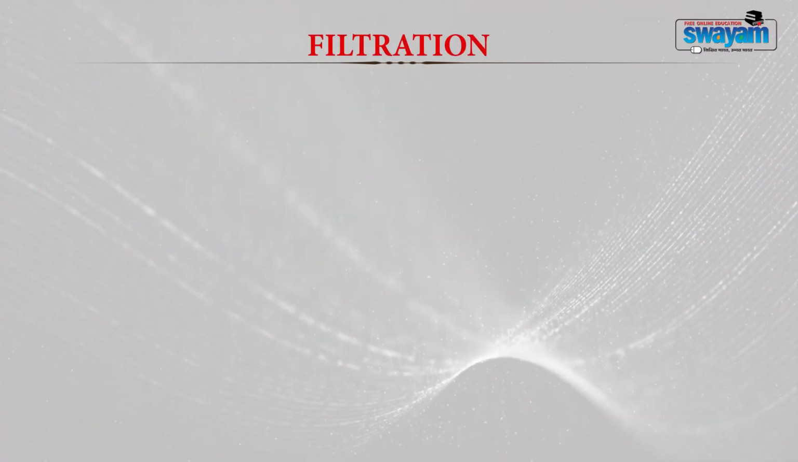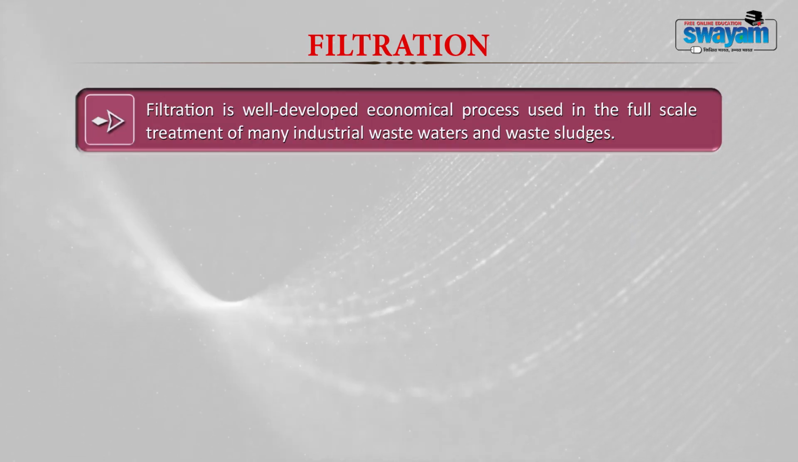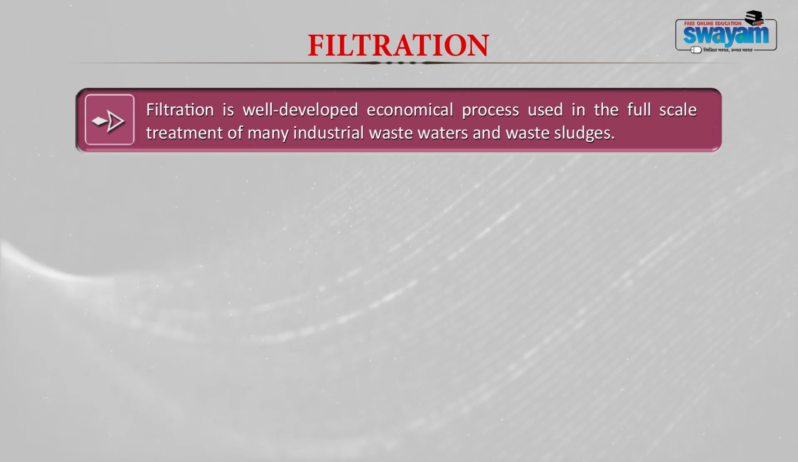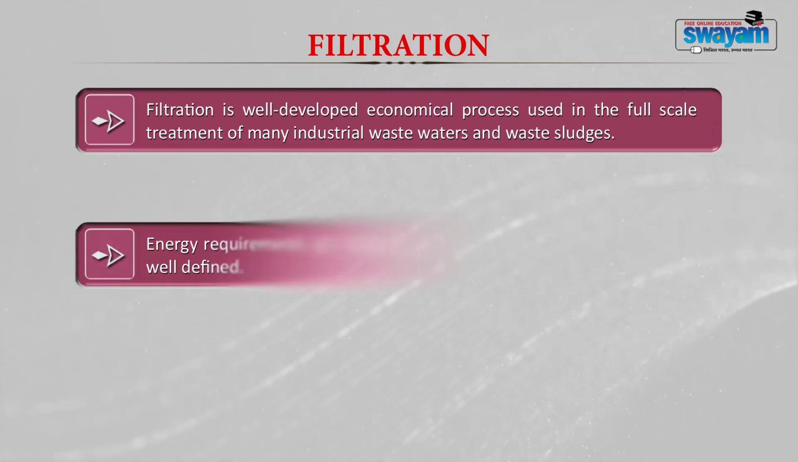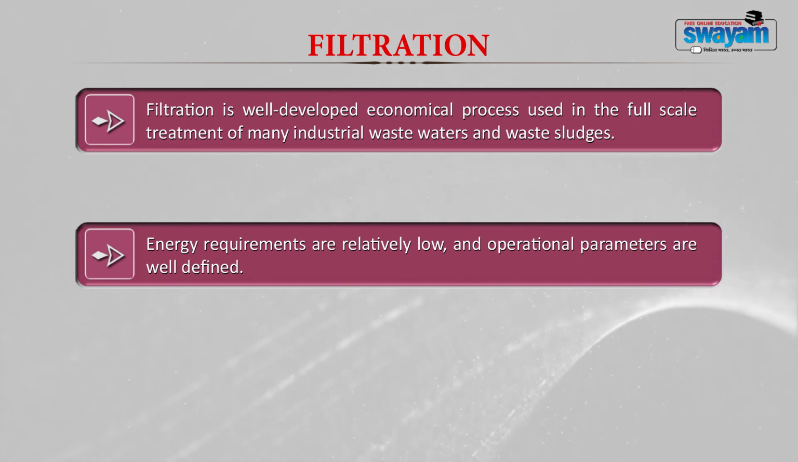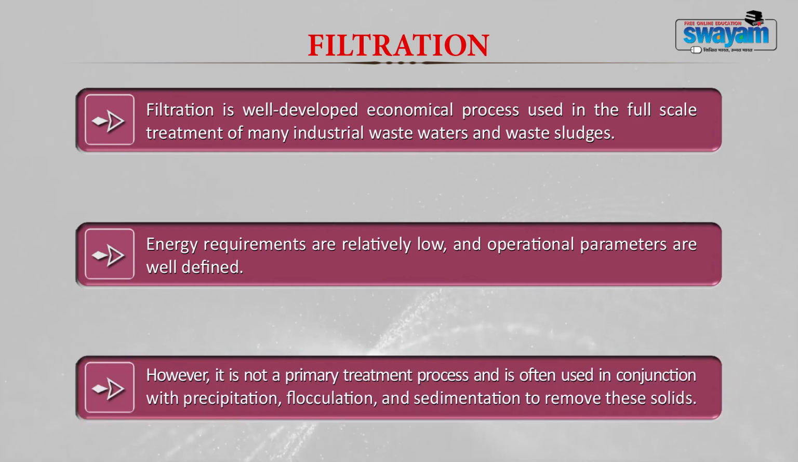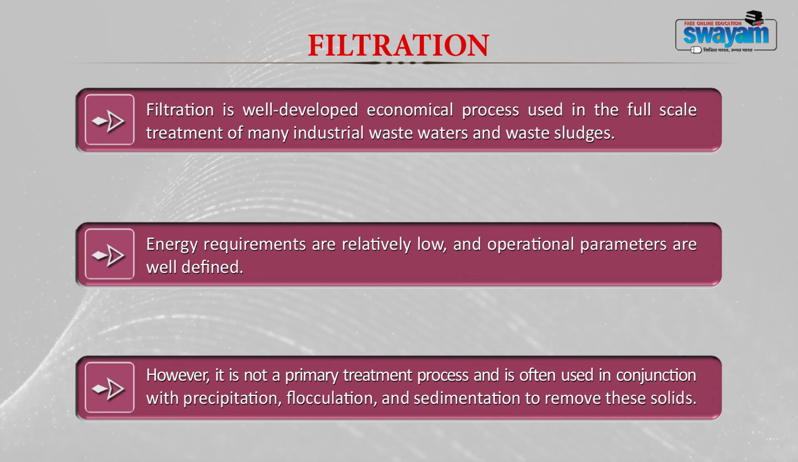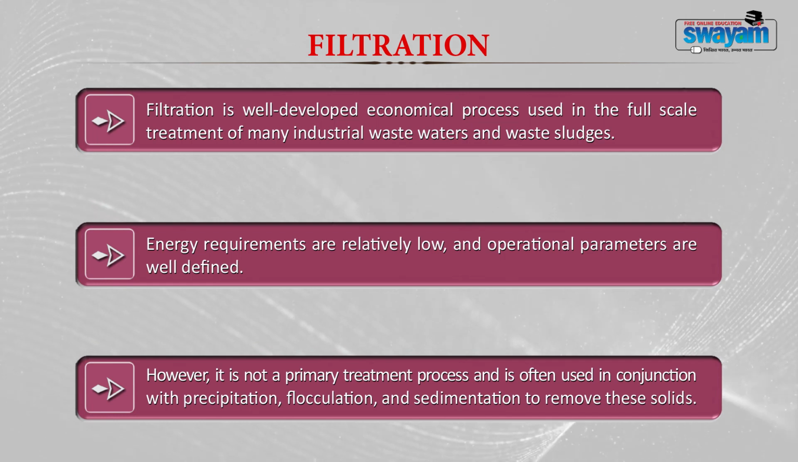Now, filtration is the next type of physical treatment method, and it is well developed and it is an economical process when you use it in a full scale treatment of industrial wastewater and waste sludges. The energy requirement for this process is very low and operational parameters are well defined. But this filtration process is not used as a primary treatment process, and it is generally used in association with other processes like precipitation, flocculation, sedimentation and so on.